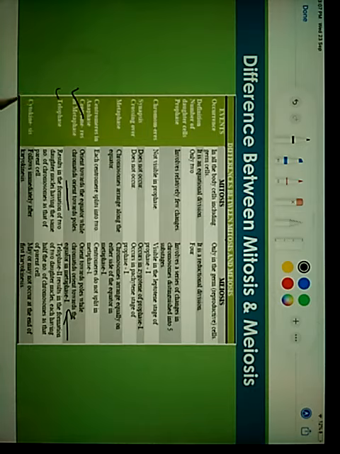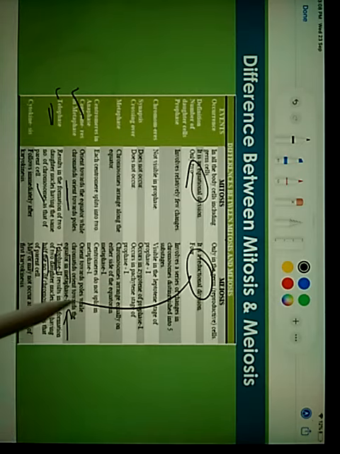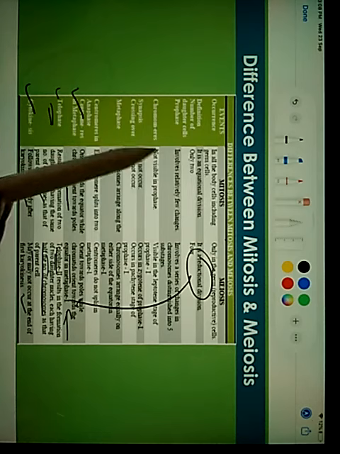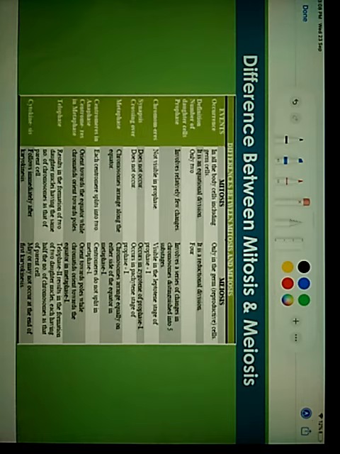Now telophase. Telophase results in the formation of two daughter nuclei having the same number of chromosomes. That is why we have called it equational division. But during telophase 2, two daughter nuclei are formed having half the number of chromosomes of the parental cell. That is why we have called it reductional division. And cytokinesis follows immediately after karyokinesis in mitosis, and may or may not occur at the end of the first karyokinesis in meiosis. So that's the difference between meiosis and mitosis all over, and that's what you are supposed to remember.